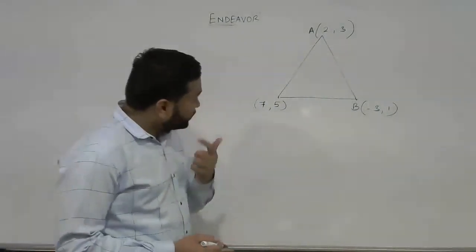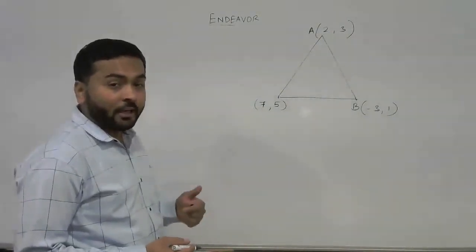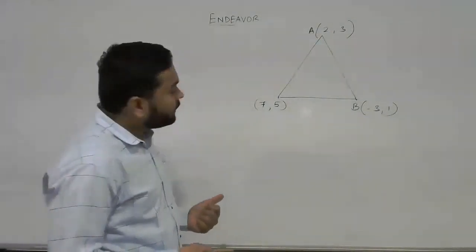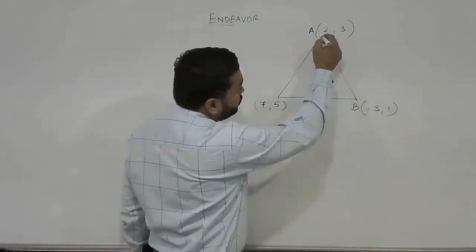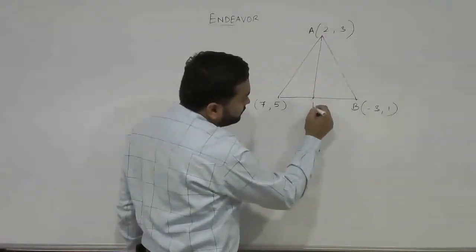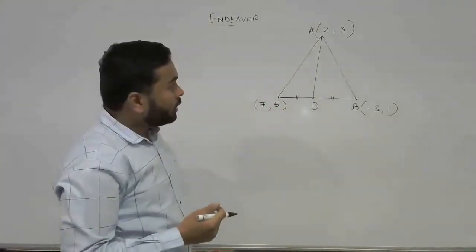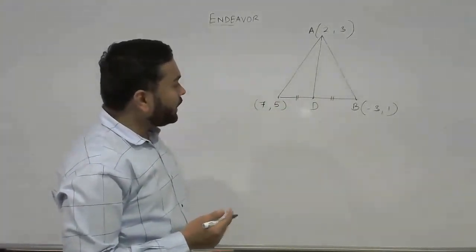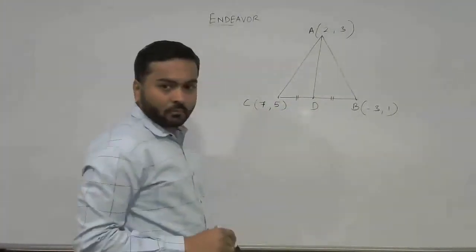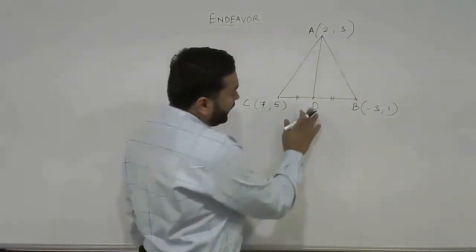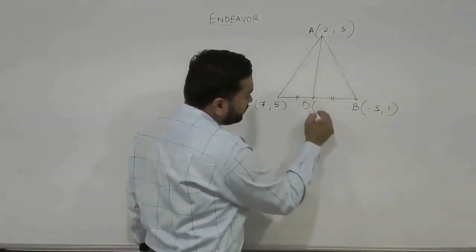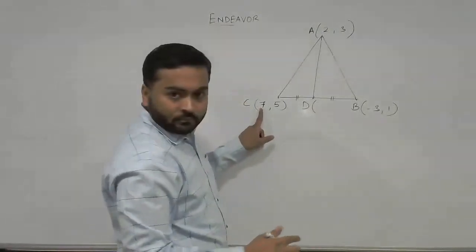Okay, so we want to find an equation of a line which is a median, correct? To solve this question, you should know a property: a median bisects the opposite side. So let's say D is a midpoint of BC.